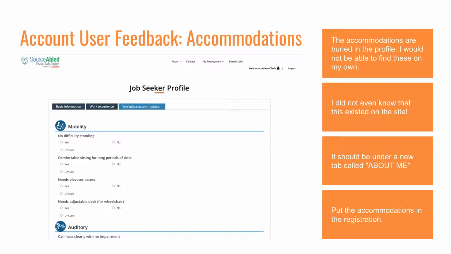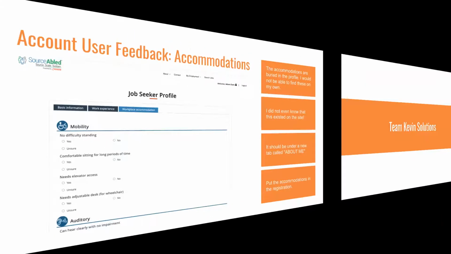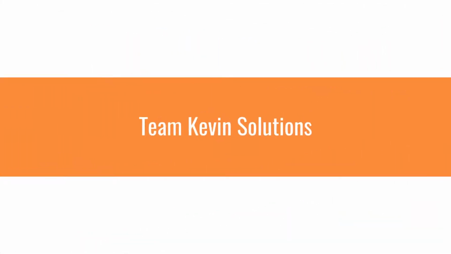We then took all of this feedback and brainstormed solutions for this. And in our individual teams, we then broke off and came up with prototypes for the solutions to a lot of what was discussed in these user tests. So up first is Team Kevin, who will be sharing their solutions.